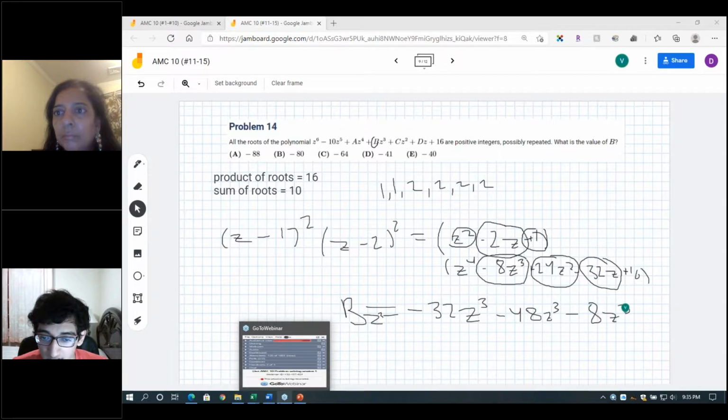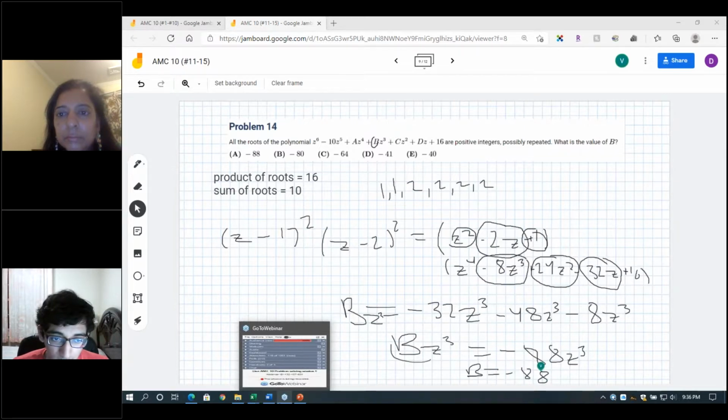So we know bz cubed is equal to, we can sum these up and we get negative 88z cubed. And now we know that this is the coefficient of this. So b equals negative 88. Sorry if it's mushed up in the corner. I'll write it here.